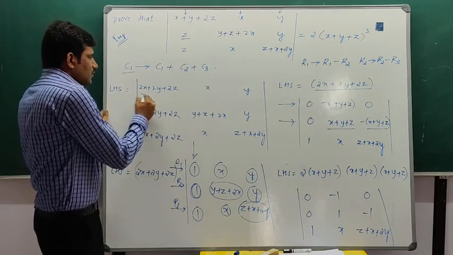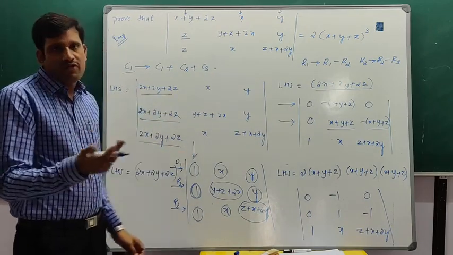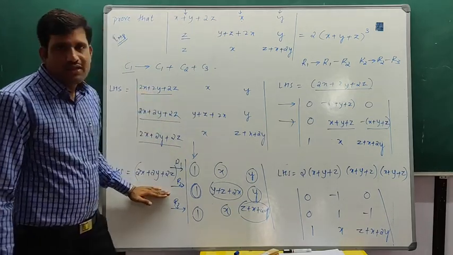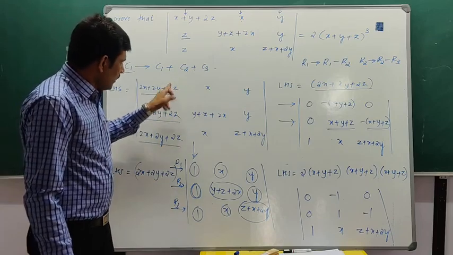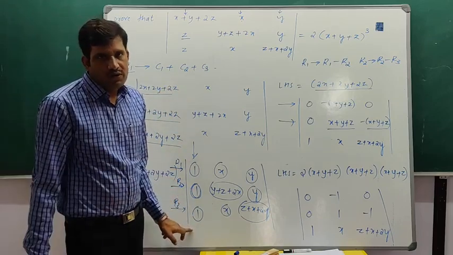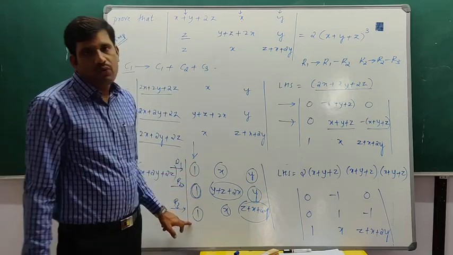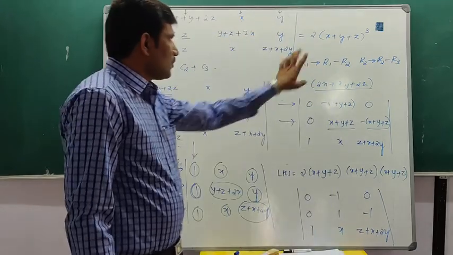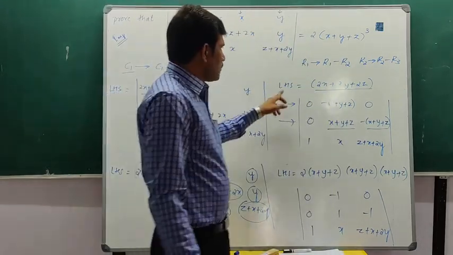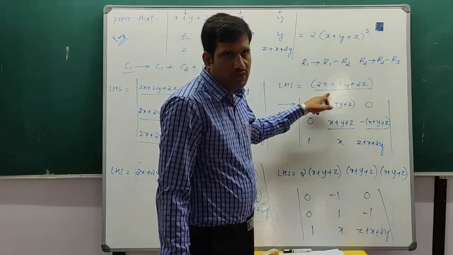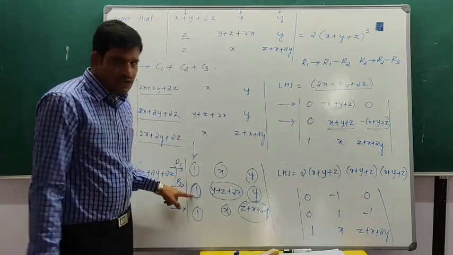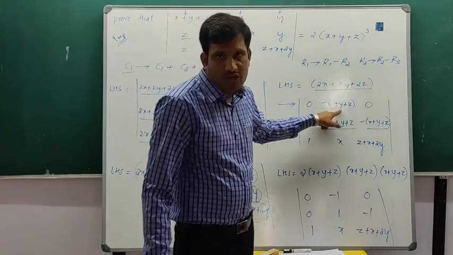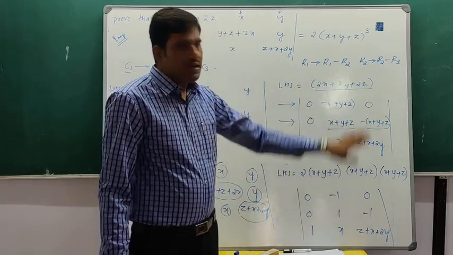We are getting 2x plus 2y plus 2z, common element in the first column. So now take this 2x plus 2y plus 2z common. When you take this common, all the elements in the first column will become 1, 1, 1. So when all the elements in the first column are equal to 1, next we are doing the operation R1 changes to R1 minus R2, R2 changes to R2 minus R3, right? So then LHS is 2x plus 2y plus 2z, R1 minus R2: 1 minus 1 is 0, x minus y minus z minus 2x is nothing but minus of x plus y plus z, then y minus y will be 0, right?